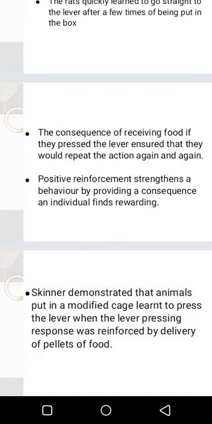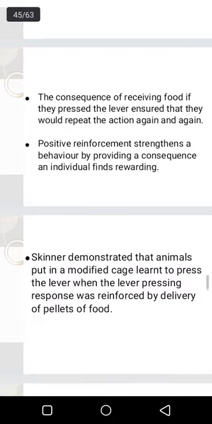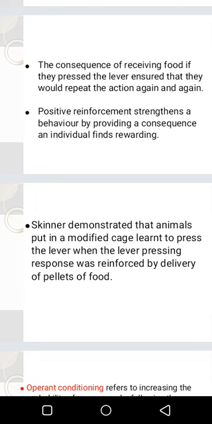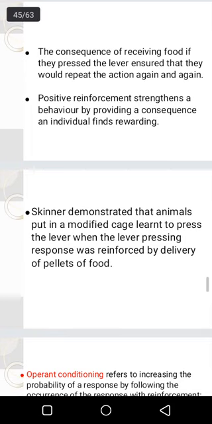It is saying positive reinforcement strengthens a behavior by providing a consequence an individual finds rewarding. Let me come again. Positive reinforcement strengthens a behavior by providing a consequence an individual finds rewarding. So positive reinforcement, everything that is good, it encourages or it strengthens an individual, because it provides a reward at the end of the day.